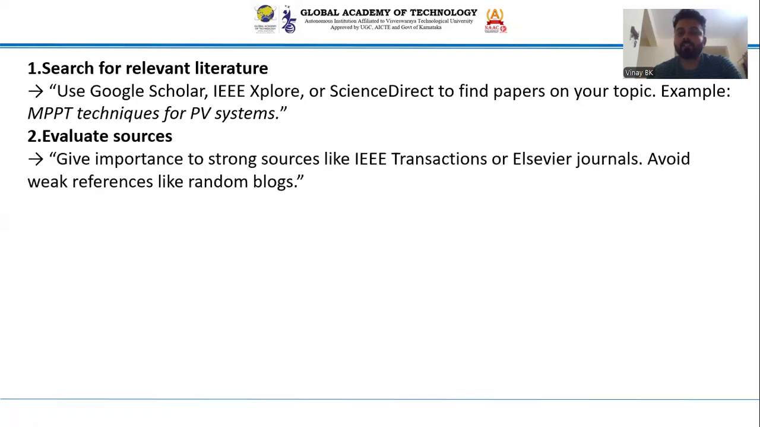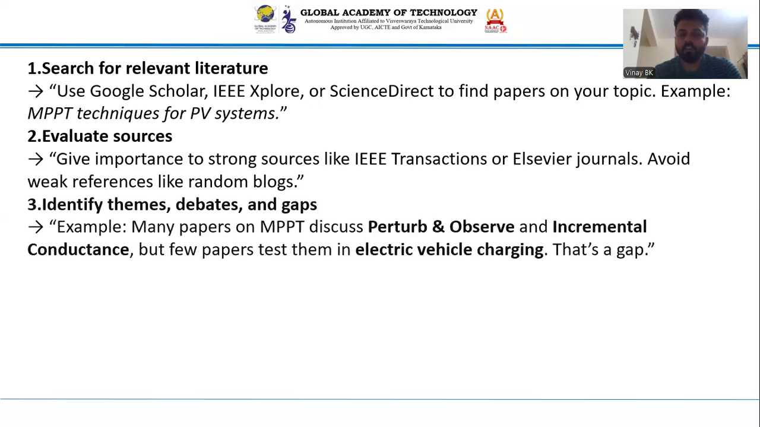Then, after searching the papers for relevant literature, evaluate sources. You should give importance to strong sources like IEEE Transactions or Elsevier journals, and avoid weak references like random blogs. You should avoid that. You should concentrate on IEEE Transactions papers that will have more weightage and more quality, so that you can get the sources for your related papers, and identify the themes, debates, and gaps.